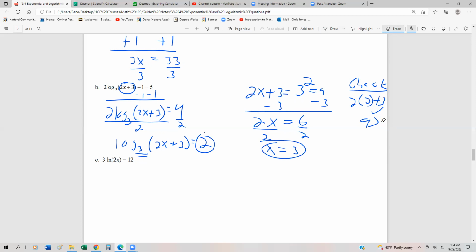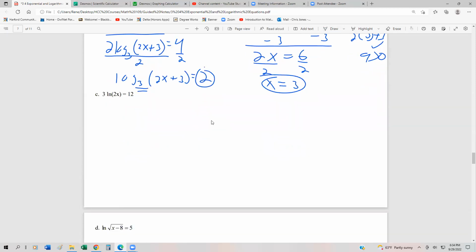All right, another example really quickly is the natural log. And so we have 3 ln of 2x is going to be equal to 12. So let's start by isolating the ln term. So we're going to divide both sides by 3. And so we're going to have natural log of 2x is going to be equal to 12 over 3, which is 4.